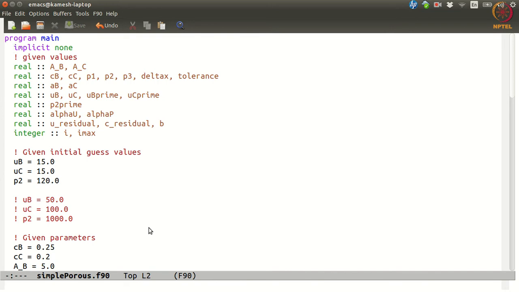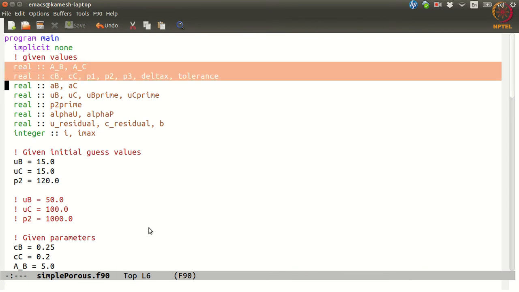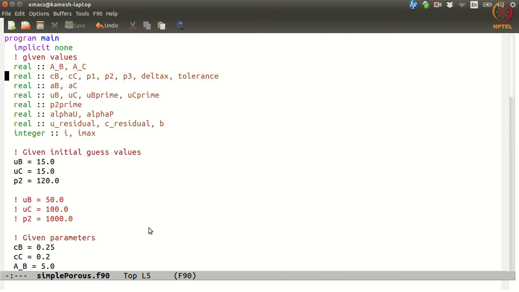That is problem 6.4. So essentially this is the declaration part. We are declaring these variables, the cross-sectional areas AB, AC, the porosity CB, CC, and the pressures P1, P2, P3. Delta X is basically X2 minus X1 and so on, and your tolerance. And AB, AC here with little a correspond to the coefficients, where AB is the coefficient for the UB, and then UB, UC are the velocities at B and C locations.